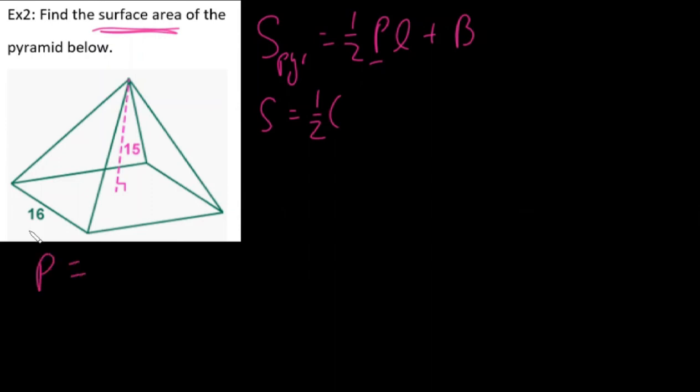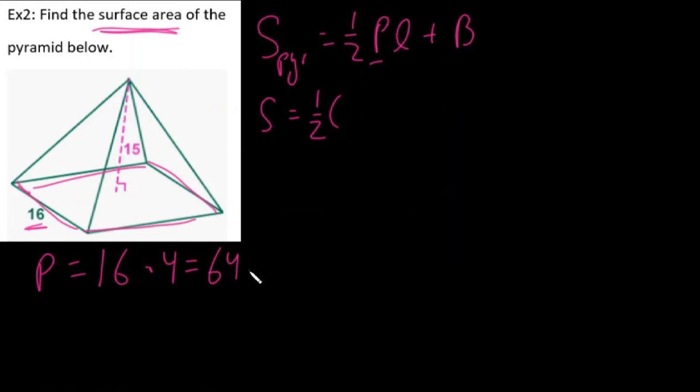So I look right here, and I see this side is 16, so my length is 16, and we're always going to do the perimeter as the length times the number of sides. And we see that we have 1, 2, 3, 4 sides, so we can simply do 16 times 4, which will of course give us 64.